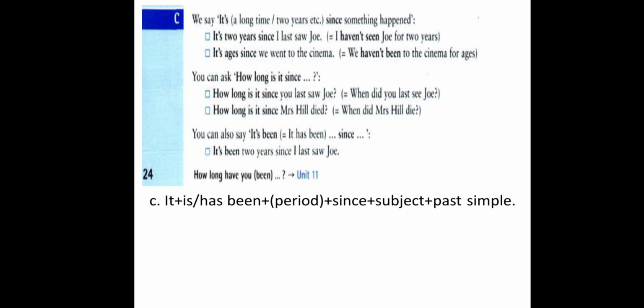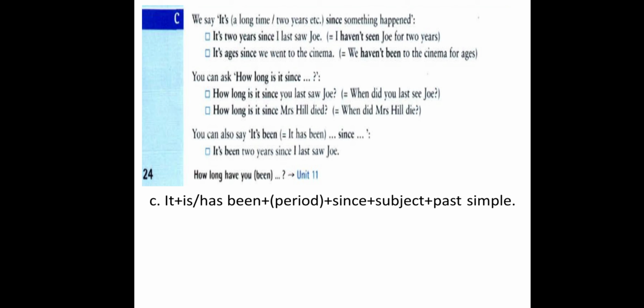You can also say, it has been. You can replace is with has been. So it becomes, it has been since. It has been 2 hours, 2 years, a period of time. Then comes since, then subject, then past simple. So the example becomes like this: it has been 2 years since I last saw Joe. So you can replace is by has been and complete the same structure.